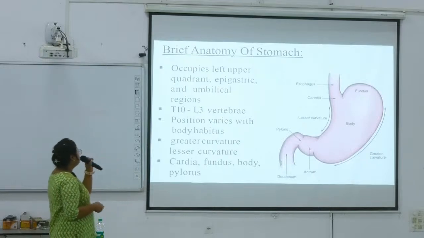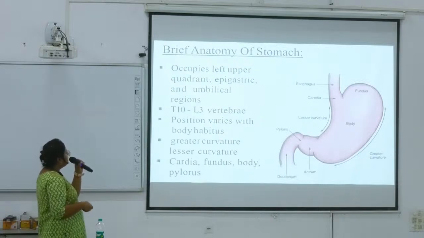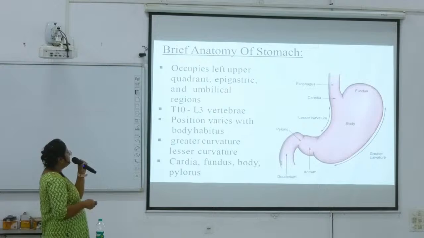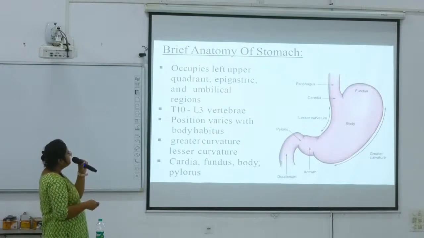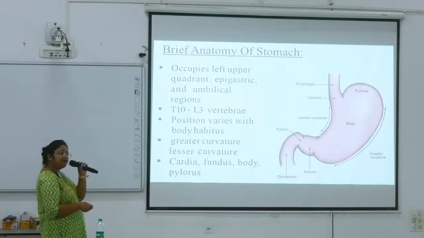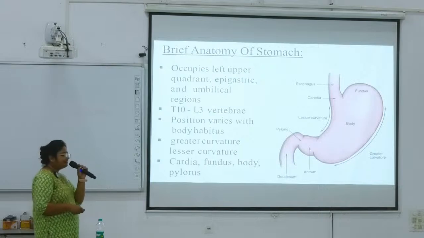It has two curvatures. Here is the greater curvature. This is the lesser curvature. And these are the parts: cardia, that is the cardiac end of the stomach. This part is the fundus. Here is the body, and this part is the pylorus. In the pylorus, the pyloric antrum and pyloric canal are present.